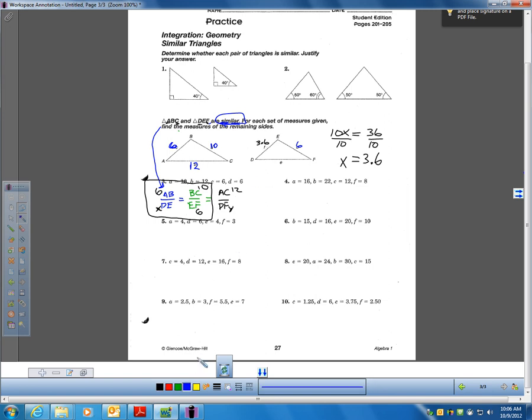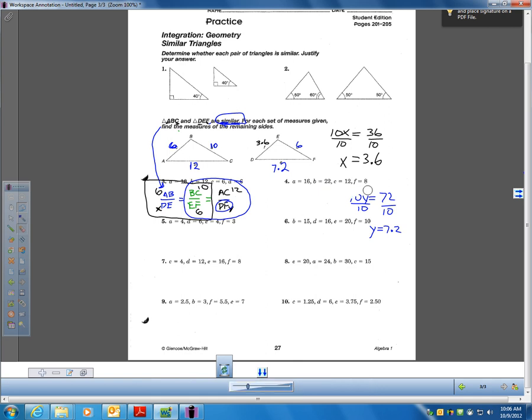Now, let me use a different color. I want to find Y. Well, that's easy. I'm going to circle this proportion. 10 over 6 has to equal 12 over Y. All I need to do is cross multiply. 10Y has to equal 6 times 12, 72. Divide each side by 10, and I'm getting 7.2. I just found out that DF is a 7.2. And I just found all the missing sides of the triangles. And that's how you do the rest of the sheet.